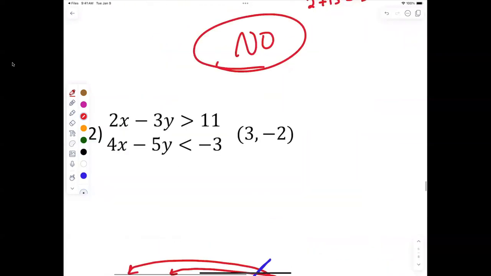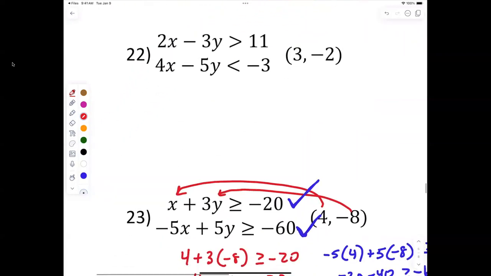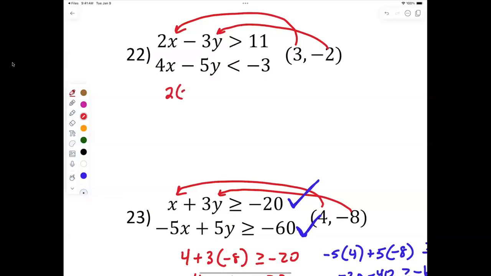All right, let's jump down to 22 now. Now we have an inequality. Plug in for X. Plug in for Y. Is 2 times 3 minus 3 times -2 greater than 11? 6 plus 6, is that greater than 11? Yeah, so that definitely works.